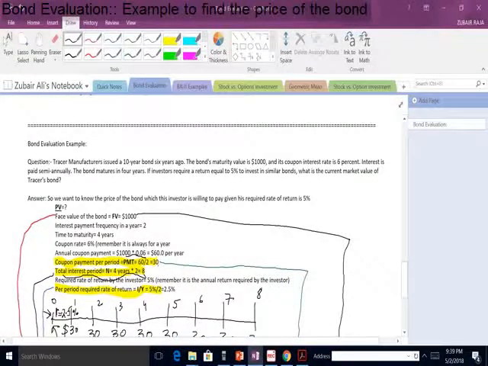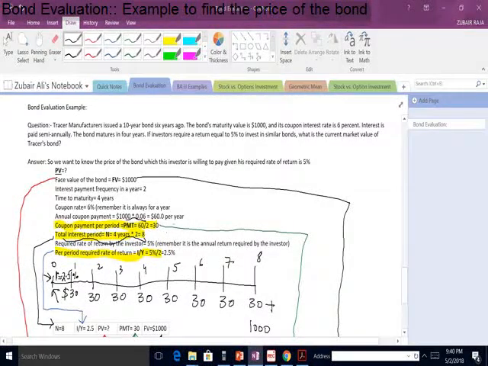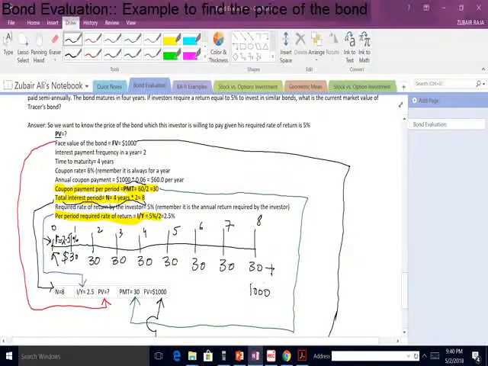So every year the total interest payment associated with this bond will be $60, and because the interest is being paid twice a year, this $60 will be paid in two equal installments. So after every 6 months, $30 will be paid: 60 divided by 2 gives us 30. So $30 will be paid after 6 months, then further 6 months $30, further 6 months $30. Likewise, at the end of each 6-month period, $30 will be paid, and then in the last, the face value, which is $1000, will also be paid.